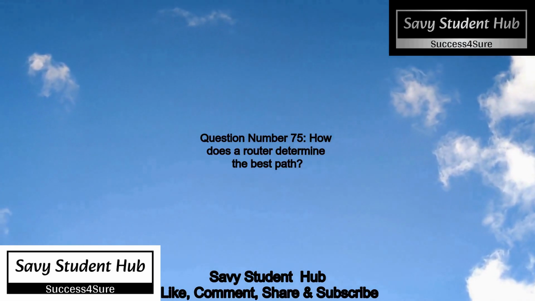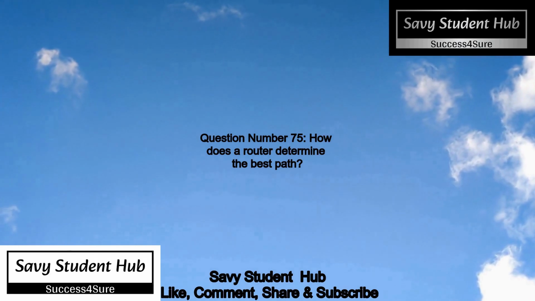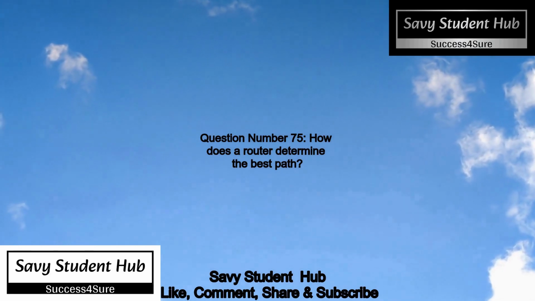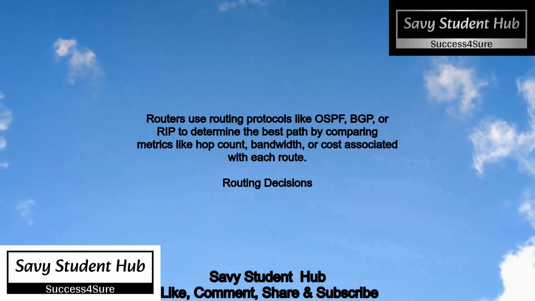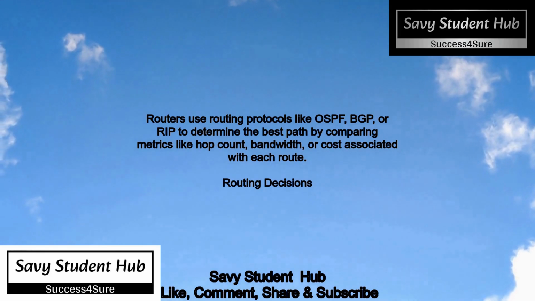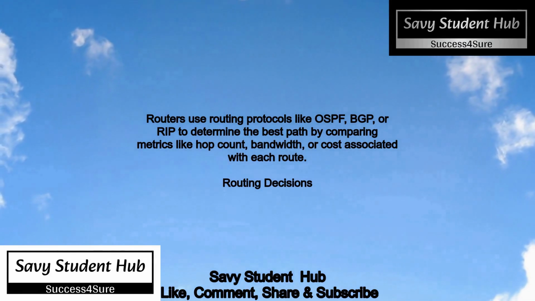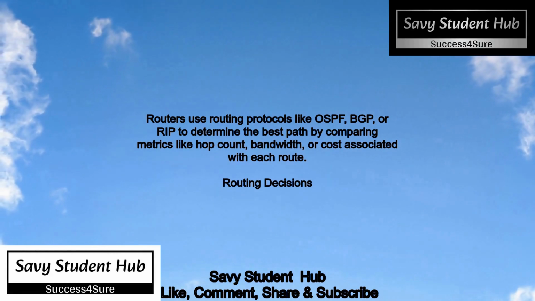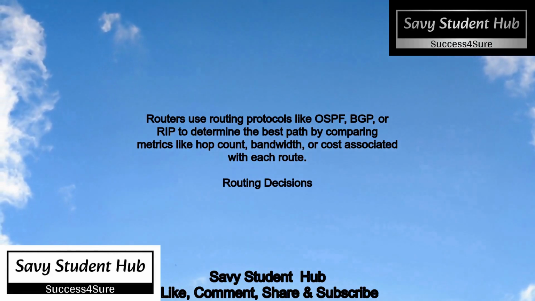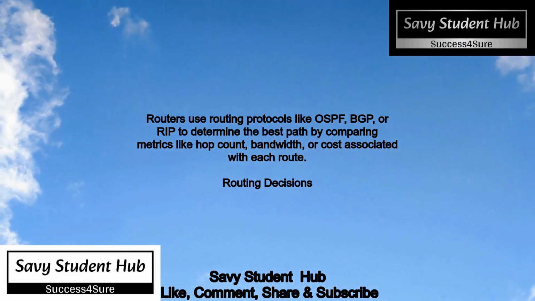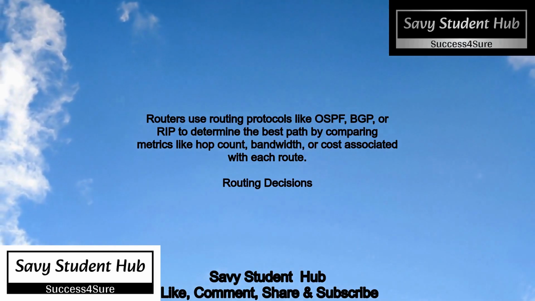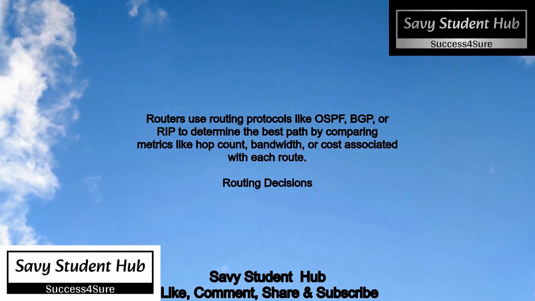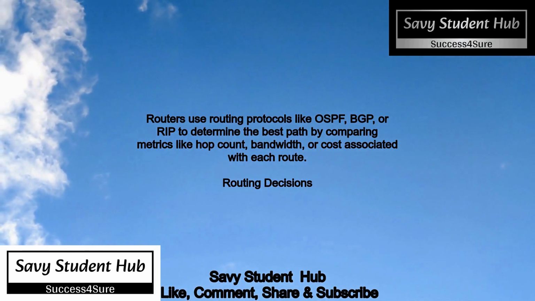Question number 75. How does a router determine the best path? Routers use routing protocols like OSPF, BGP, or RIP to determine the best path by comparing metrics like hop count, bandwidth, or cost associated with each route.